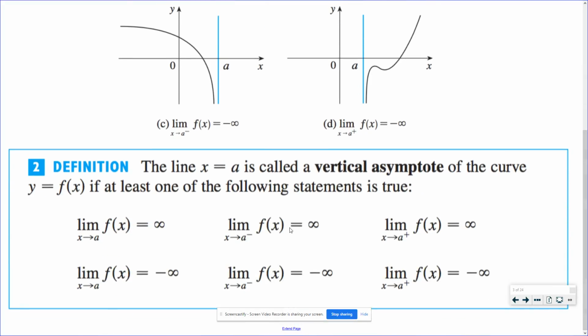So here's your statement. Your statement says that the line x equals some number is called a vertical asymptote of the curve if at least one of the following statements is true. And you can see that all of these statements are just saying that as I'm approaching the number, my limit is equal to either infinity or negative infinity. And that can be coming from both directions or even just from one side.